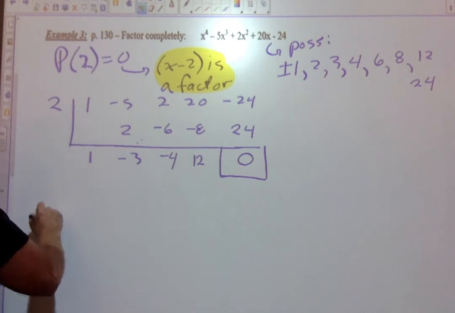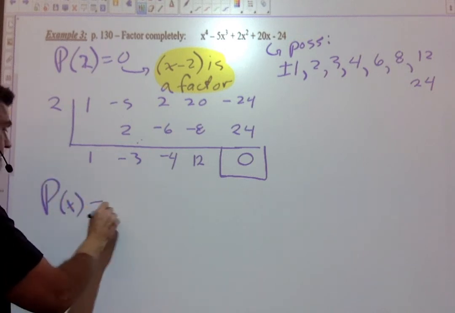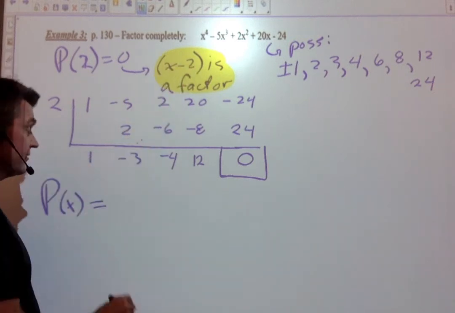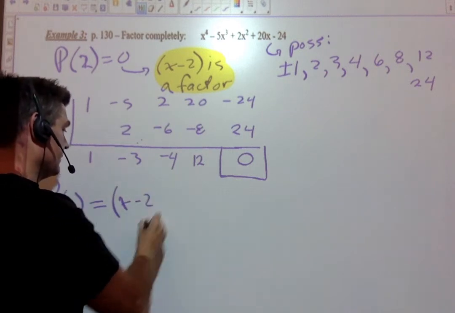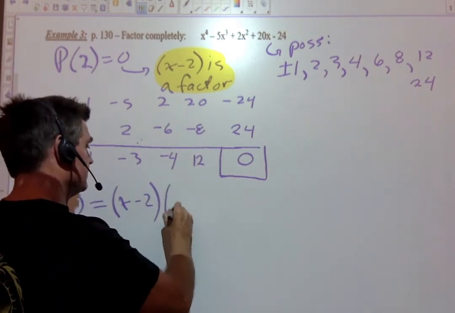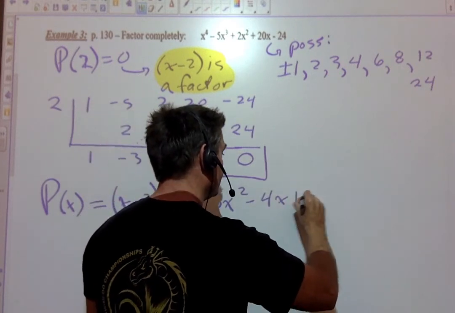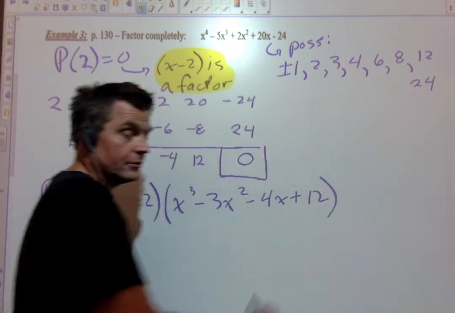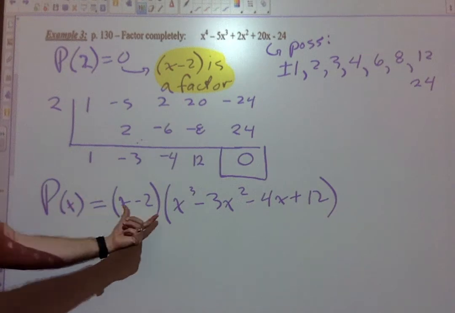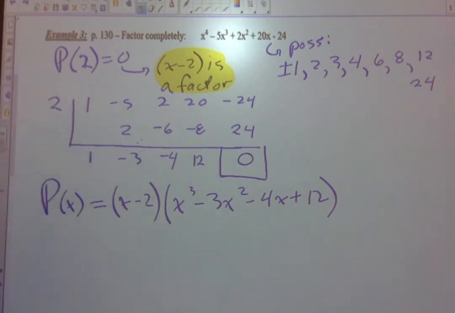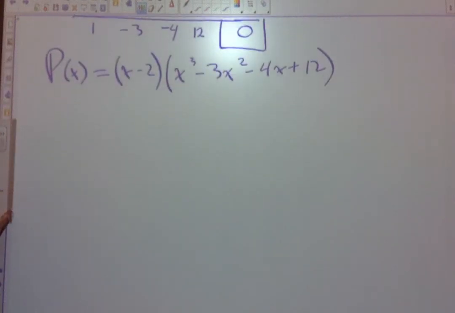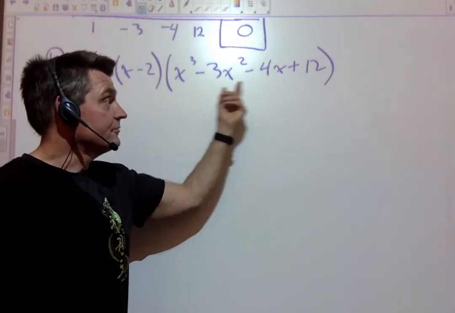So in other words, the polynomial is my first factor, x minus 2, times the quotient, x cubed minus 3x squared minus 4x plus 12. So I factored out one factor. Now what? Now I continue the process. Okay, this is what I got to break down.